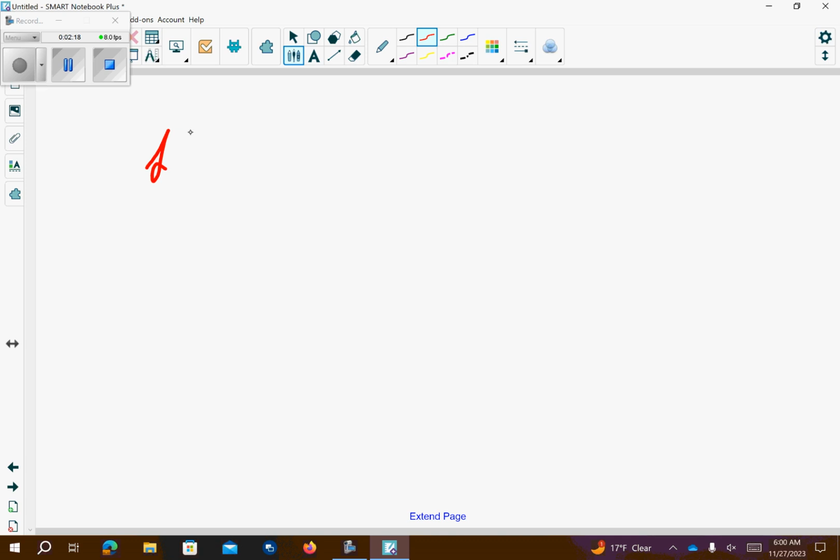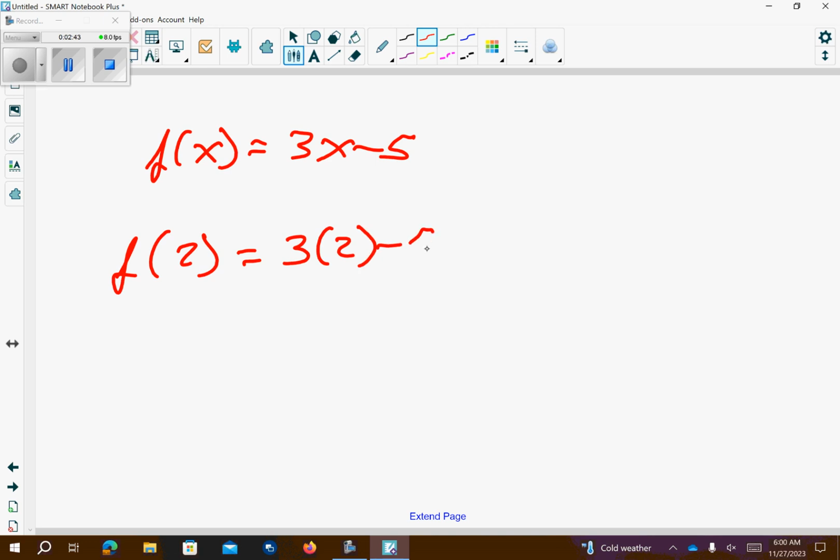So they have f at x is equal to 3x minus 5. This is function notation: f at x, g at x. However they have this with an x in parentheses, that's a fancy way of just saying y. So if I wanted to find f at 2, I'm going to plug 2 into our x value and do the math. So 3 times 2 is 6 minus 5, which is 1.